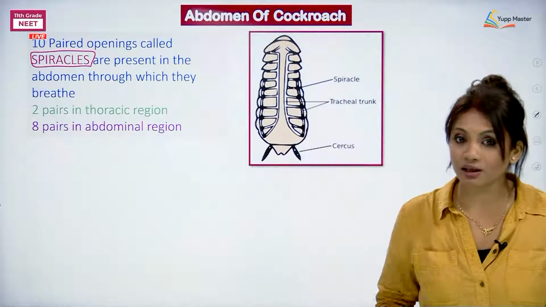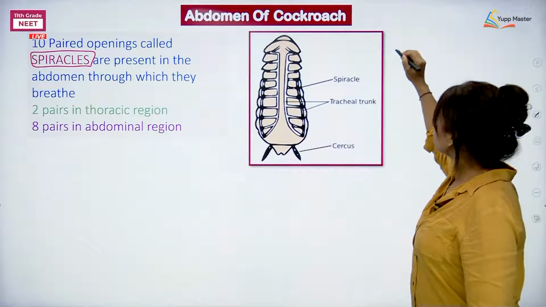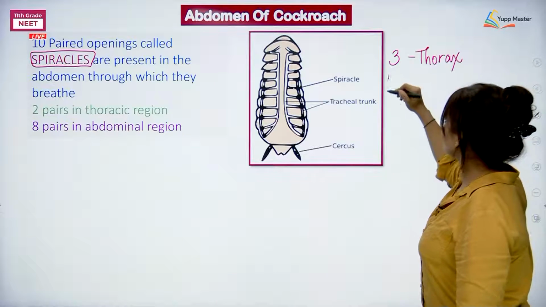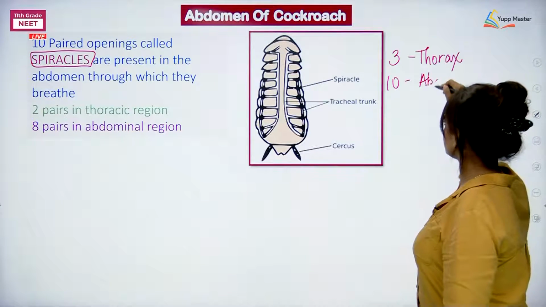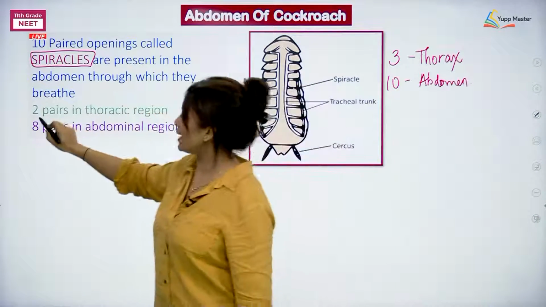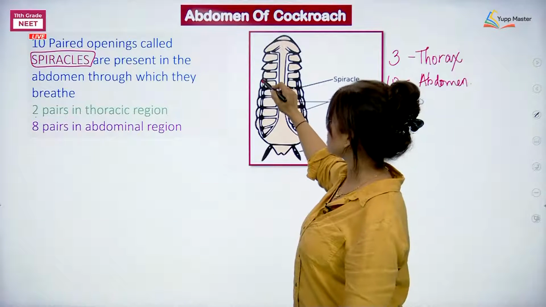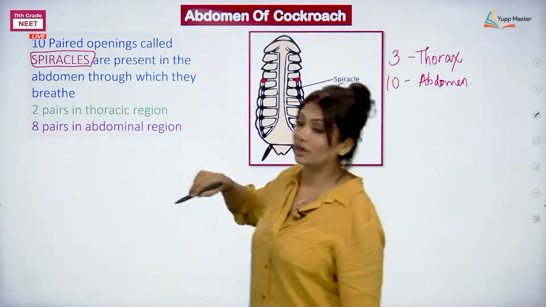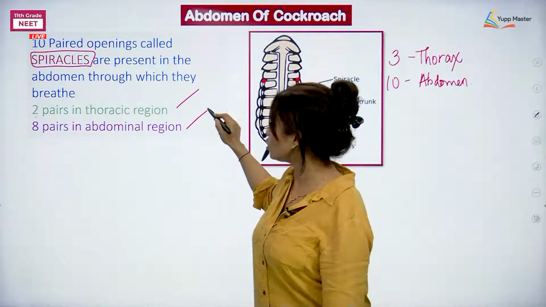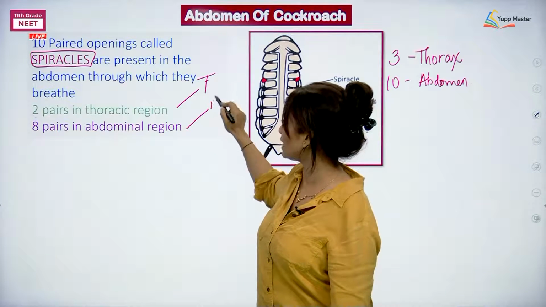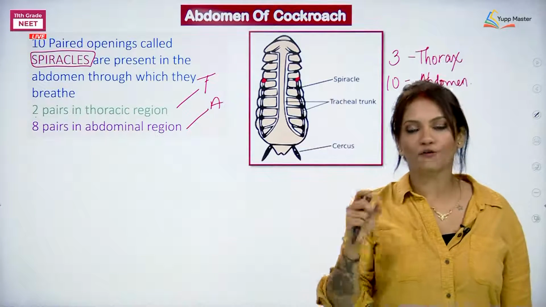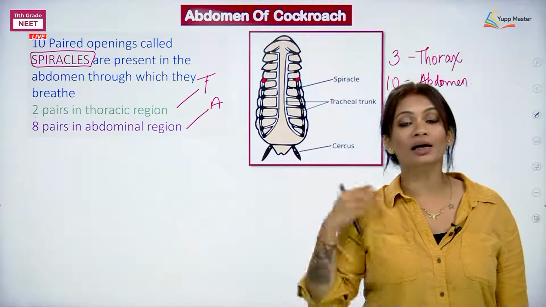Now where are these spiracles placed? Remember, there are 3 segments for thorax and 10 segments for abdomen. Out of all these segments there are 2 pairs. Why do I say 2 pairs? Because on both the sides, on this side as well as on this side. So there are 2 pairs of these openings at the thorax, and there are 8 pairs of the openings at the abdomen. 2 for thorax, 8 for abdomen. Total 10 spiracles, 10 openings for this cockroach to be breathing.